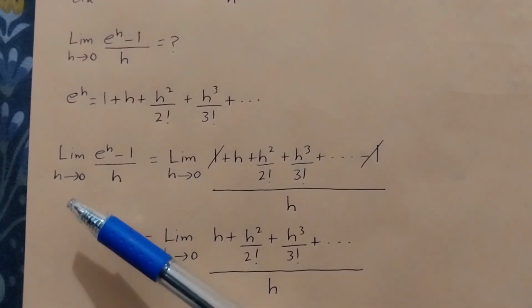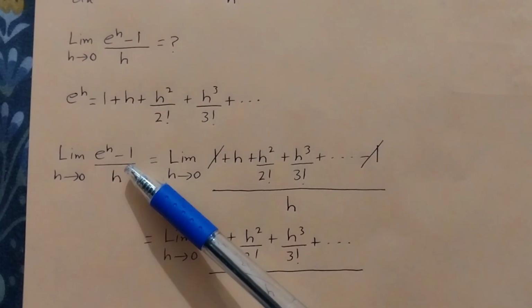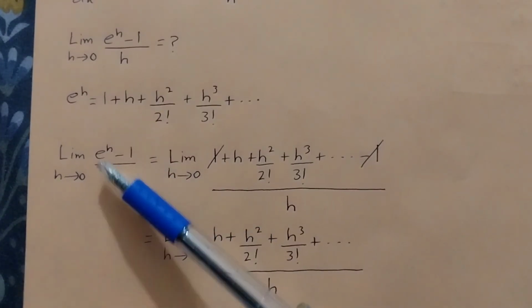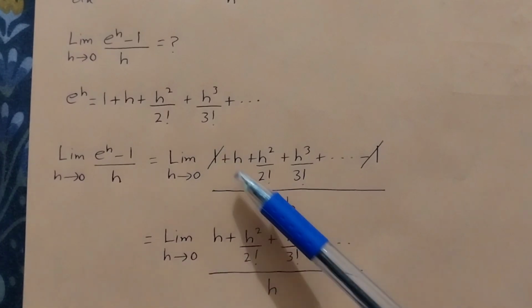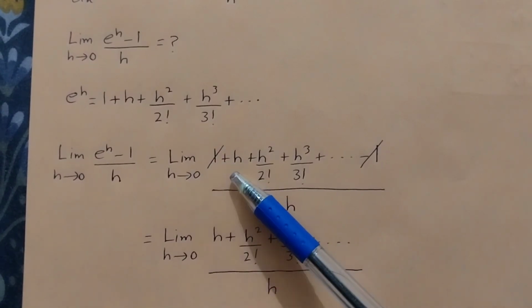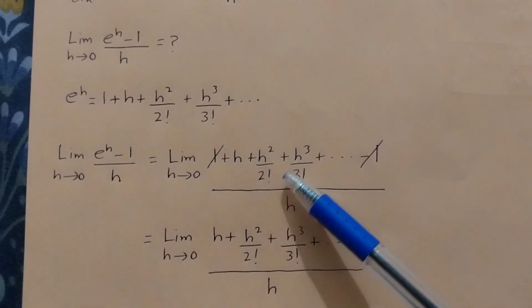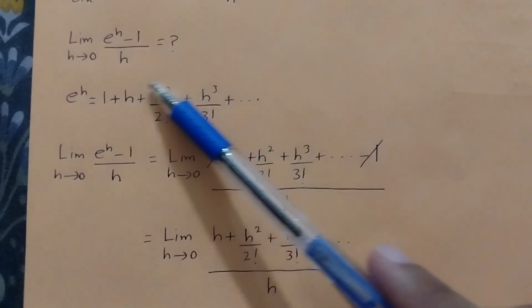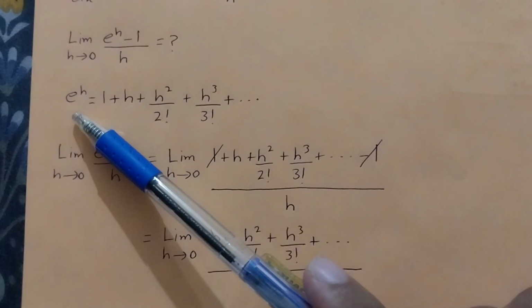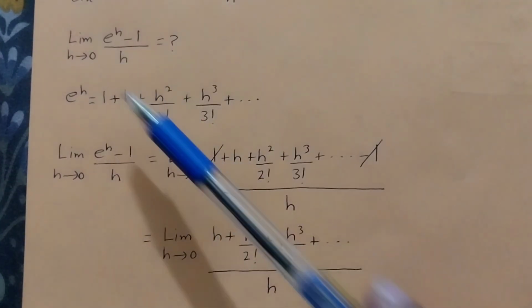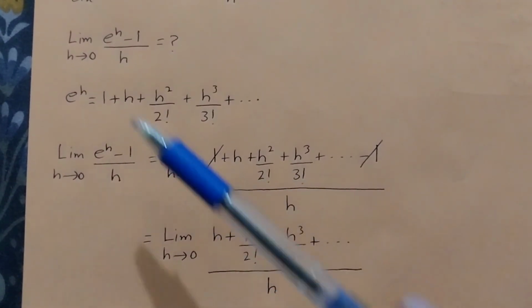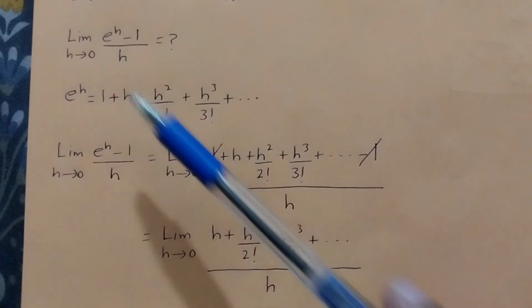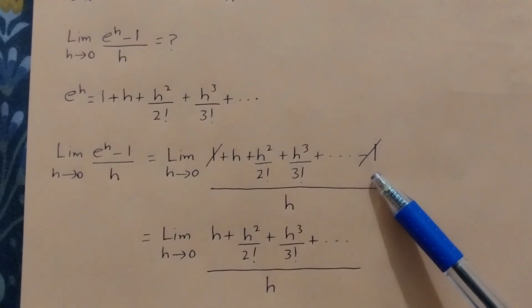So limit h approaches 0 of e raised to power h minus 1 over h is equal to limit h approaches 0, and in place of e raised to power h I am putting this power series. So this will be equal to 1 plus h square over 2 factorial plus h cube over 3 factorial up to so on. And this whole series is basically equal to e raised to power h. So we have put the value of e raised to power h, and after e raised to power h, we have negative 1 written also in the numerator. So I've written this negative 1.